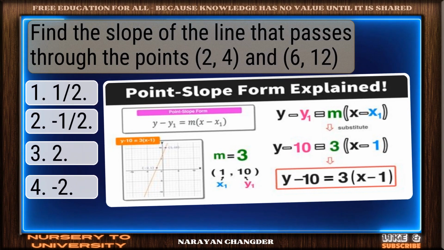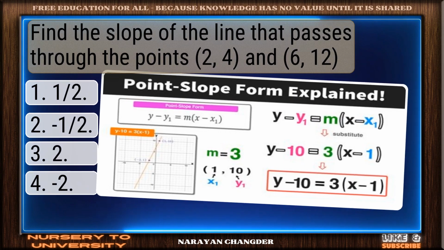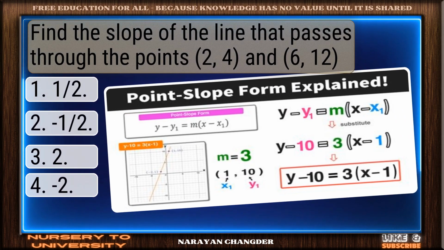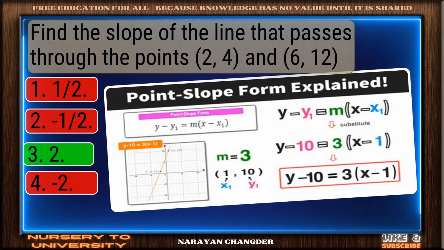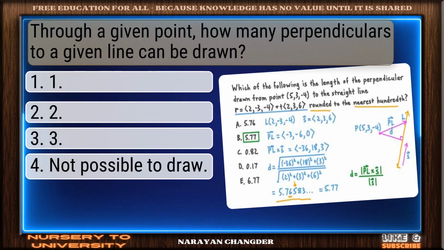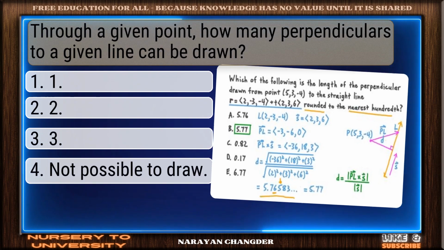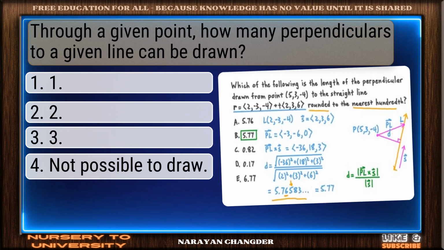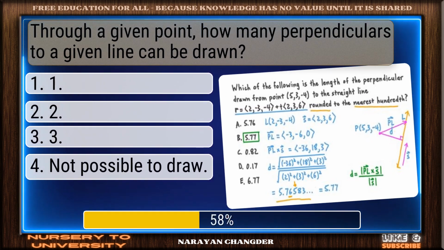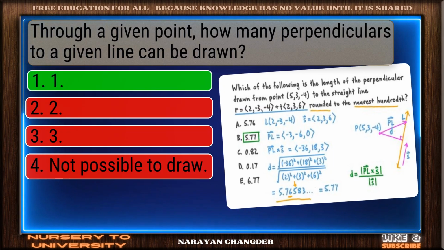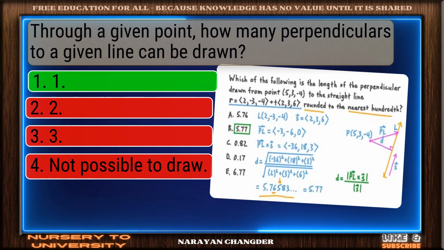Question number 71. Find the slope of the line that passes through the points and. Valid point. 2 is true. Question number 72. Through a given point, how many perpendiculars to a given line can be drawn? Great thinking. 1 is the right choice.